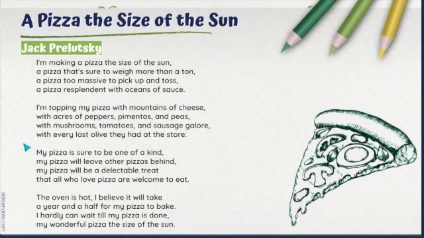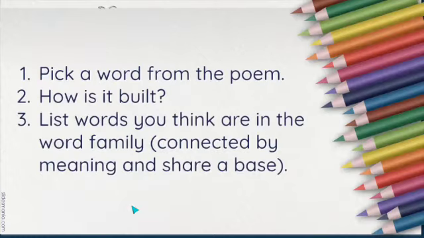So after reading the poem to my students, I would provide them these instructions. Pick a word from the poem. Ask yourself, how is it built? In other words, what's the base? And what are the affixes, if there are any, attached to the base? Once you've done that, you ask the students to think of all the words that they can that would join in that word family of that particular word that they've selected. So the words, of course, are connected by meaning and share a base. So they're the ones that would sit together at the family reunion on the picnic blanket.